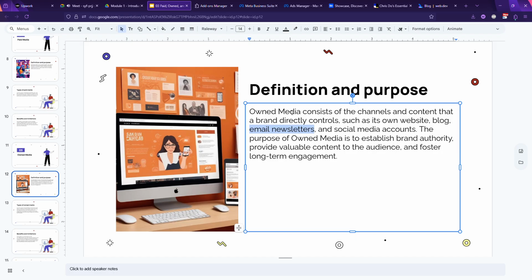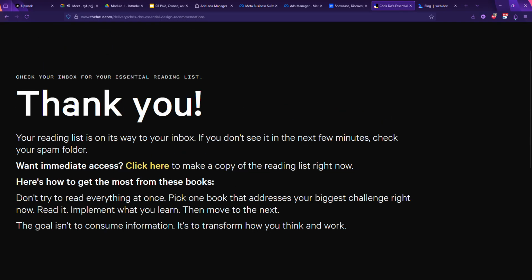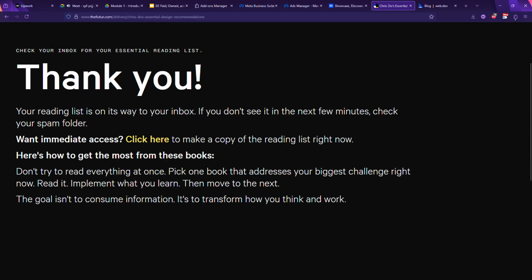So these are all forms of owned media because the company is creating that media, and to publish it and send it across, there is no money involved. There's only time, right? So the purpose of owned media is to establish brand authority, to tell people that the brand knows. If I'm consuming Chris Do's concepts, it means I follow Chris Do and I accept that he is a knowledgeable person.